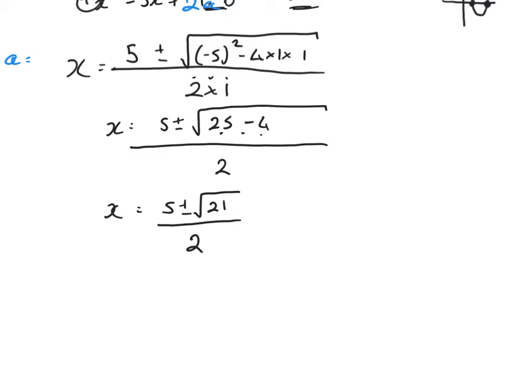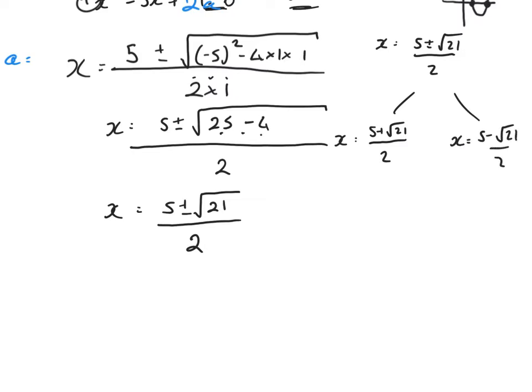So it's time now to simplify this and split it into 2 parts. I'm going to give myself a bit of room up here: 5 plus or minus square root of 21 over 2, and split it into 2 bits. First of all, it's going to be 5 plus root 21 over 2, and then 5 minus root 21 over 2. And at this point you can let the calculator do the hard work, so just punch that into the calculator.